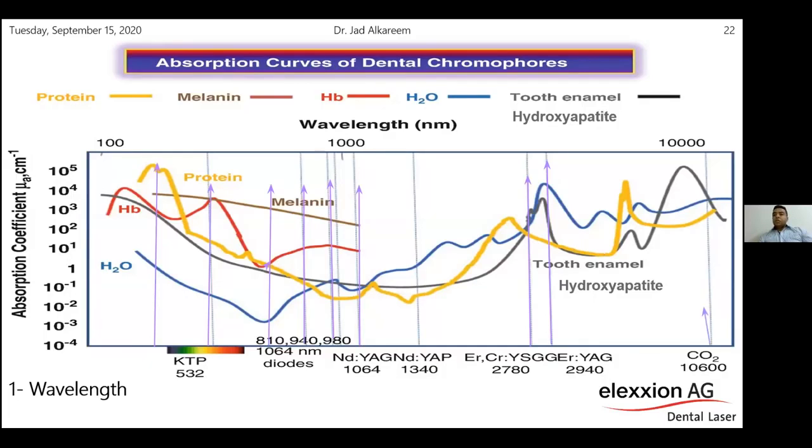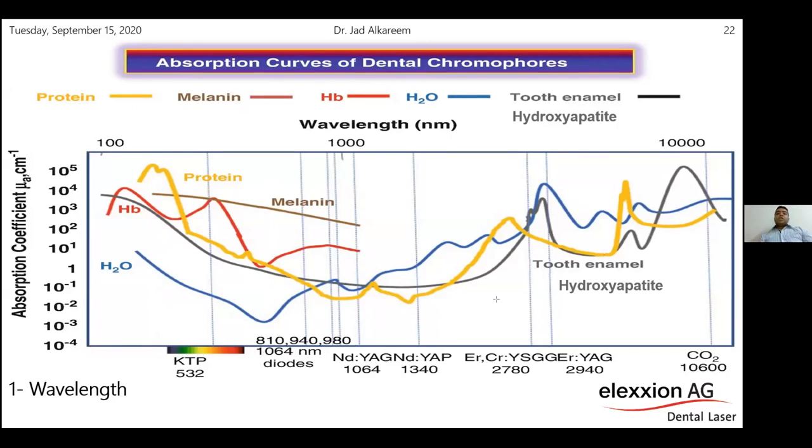Then we go to the CO2, and the CO2 has two popular wavelengths, which are the 10,600 and the 9,600, and it also has a very high absorption into the hydroxyapatite, water, and protein. So the CO2 is also going to target the hard tissue. So that's a short introduction to differentiate between the different wavelengths, which is suitable for the dentist at the clinic.